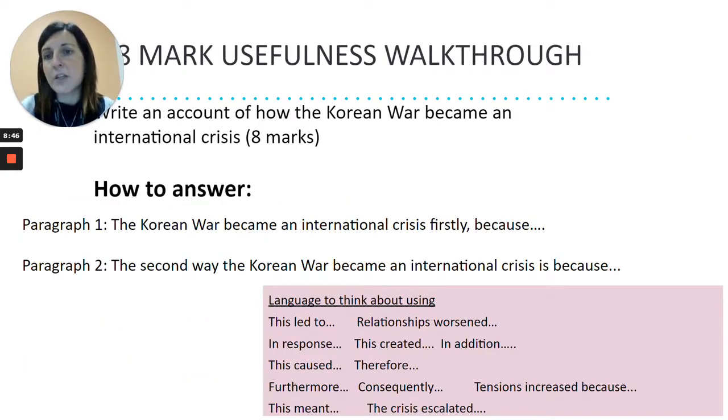So in terms of structure, paragraph 1 might be the Korean War became an international crisis firstly because, and then the second way the Korean War became an international crisis is because. And I've included here some language that you might want to think about using as part of your answer. So for example, this led to, therefore, this caused, consequently, it became an international crisis because, the crisis escalated and got worse because, tensions increased because. So all the time you're thinking about the consequences of that war and how it became an international crisis.